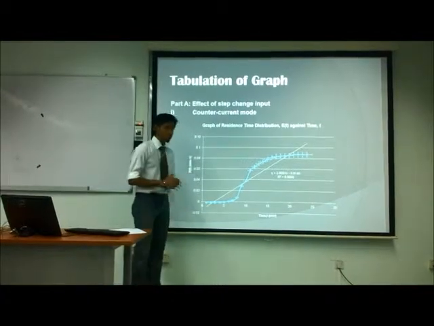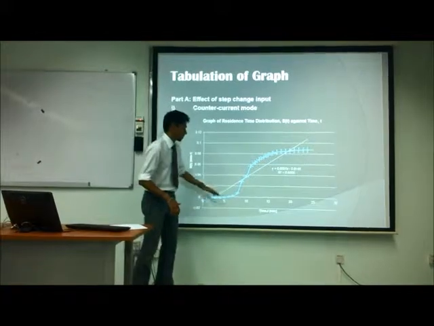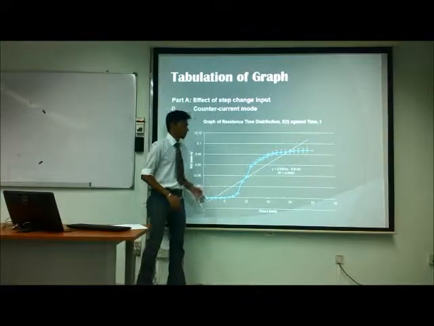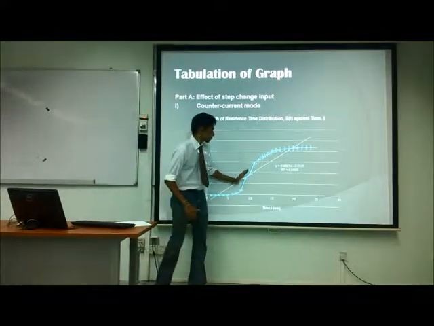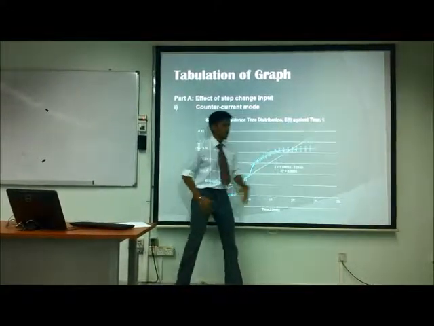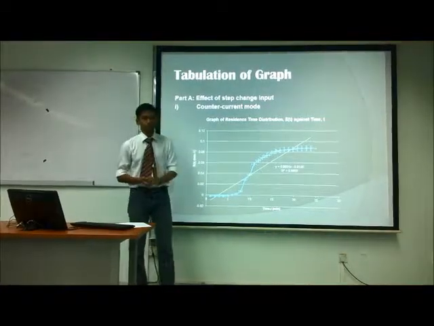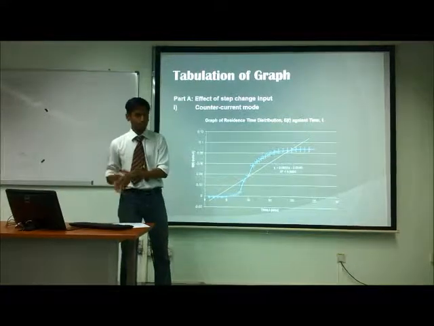So this is the graph that we obtained from our results, which is a graph of residence time distribution against time. Based on the graph, we can divide this into a few phases. The first phase is the lag phase, and then an exponential increase phase, and then another lag phase, and here is the constant phase. So based on this, we can conclude that our graph follows the theory of method of injection for step input.